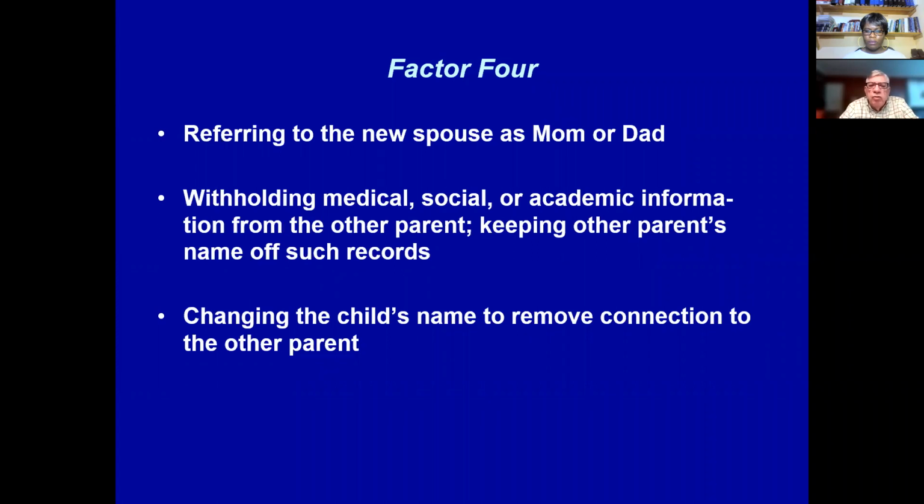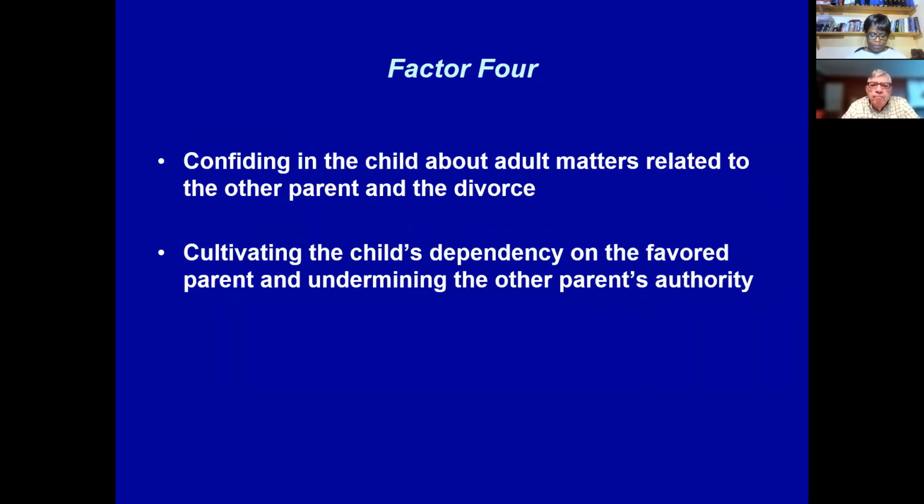Another one that's common here is withholding medical, social, and academic information. In other words, if the children mainly live with the mother, the mother doesn't tell the dad anything about how the child is doing in school, whether the child is having medical problems, or allow the dad to participate in school activities. So these are all common. I guess there are 17 of these. Oh, here are a couple more, which makes 17. So these are all what we would call alienating behaviors.